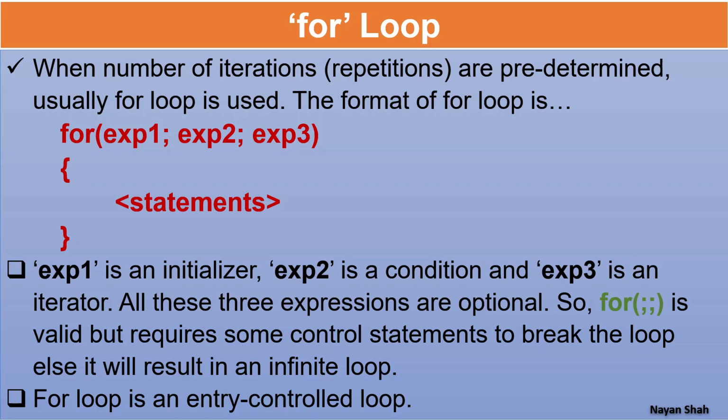All these three expressions are optional. So even if you write for in brackets only two semicolons, it is valid. If you don't write anything, it will result in an infinite loop. So there has to be something in that which will stop that for loop at a certain point of time. For loop is called an entry controlled loop. So entry control means it checks the condition first and then lets you go in the loop.